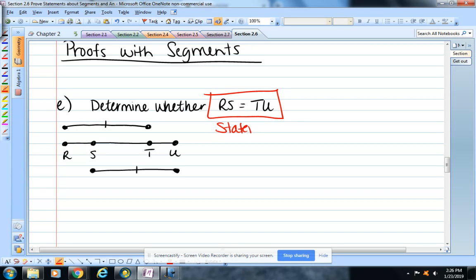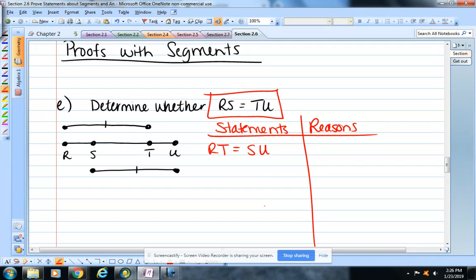So, statements and reasons. My given from my picture is that the length of RT equals the length of SU. And that is given from the picture. That's what the little tick mark means. This and this. Okay? Y'all with me?